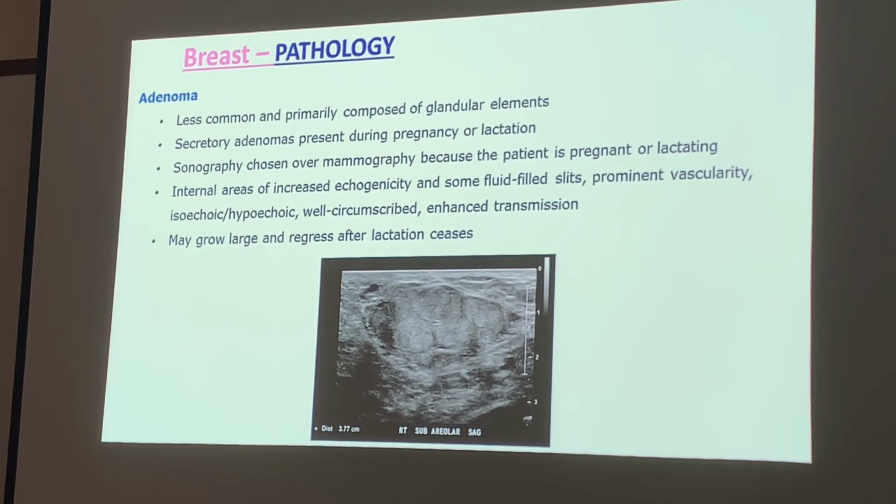Internal areas of increased echogenicity. Some fluid-filled slits. You see little slits and probably some fluid within this whole mass right here. Prominent vascularity, isoechoic and hypoechoic, well circumscribed, enhanced transmission, and may grow large and regress after lactation ceases. Adenoma, not as common as fibroadenomas, made of the glandular elements and usually comes during pregnancy or lactation.